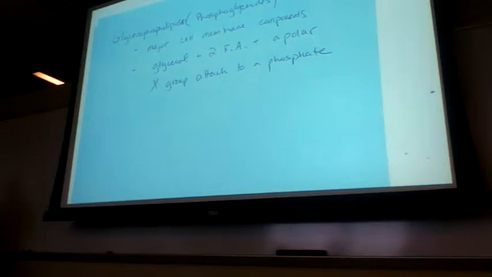And they consist of the glycerol, those two fatty acids, plus a polar X group attached to a phosphate. And then your phosphate is on C3 of glycerol. And remember, we number that based on prochiral position.